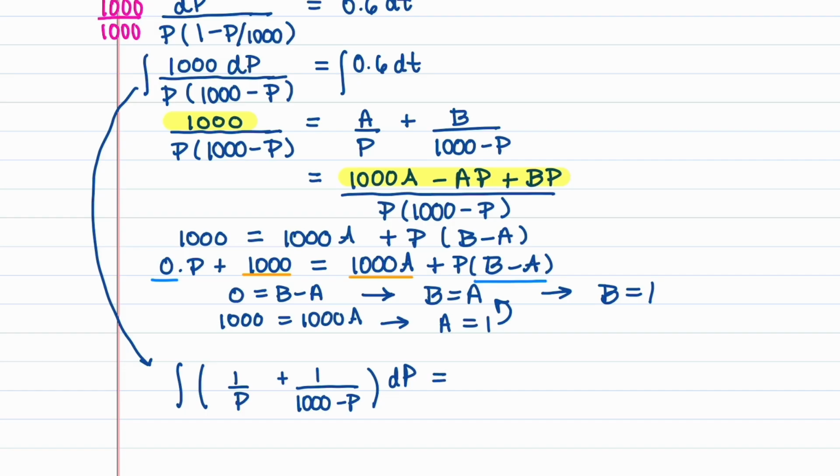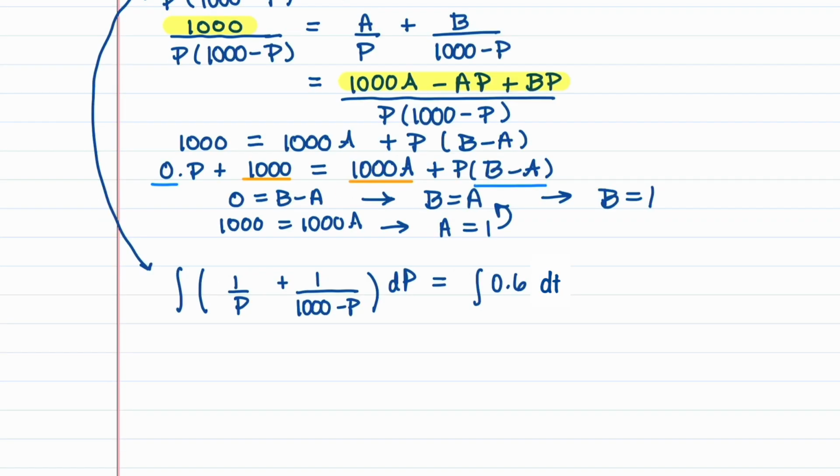And then we have our right-hand side, the integral of 0.6 dt. Now we can go ahead and integrate. On the left, we have natural log absolute value p. Notice that we have a minus p there. Because of that, we need to multiply our answer by a negative. So this is minus natural log absolute value 1,000 minus p.